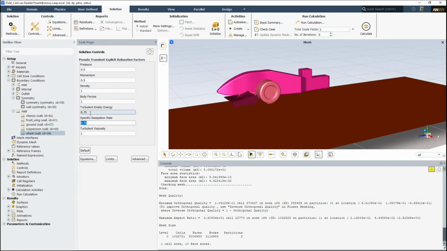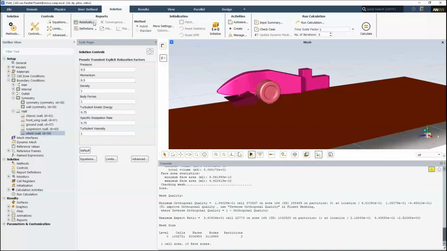So we're going to leave these as default today. But if you have difficulties with convergence, or you want to speed up the convergence, you can change these. You can increase them to speed up convergence or decrease them to increase stability of the solution.